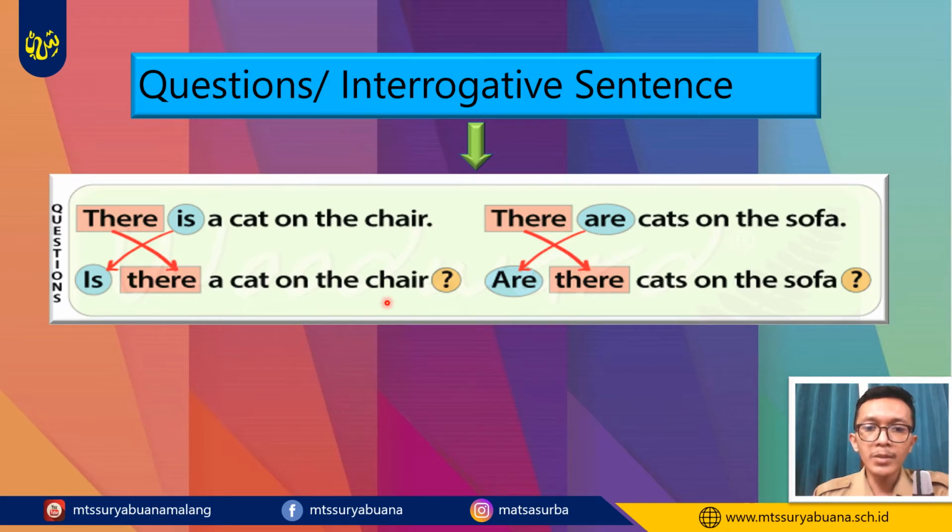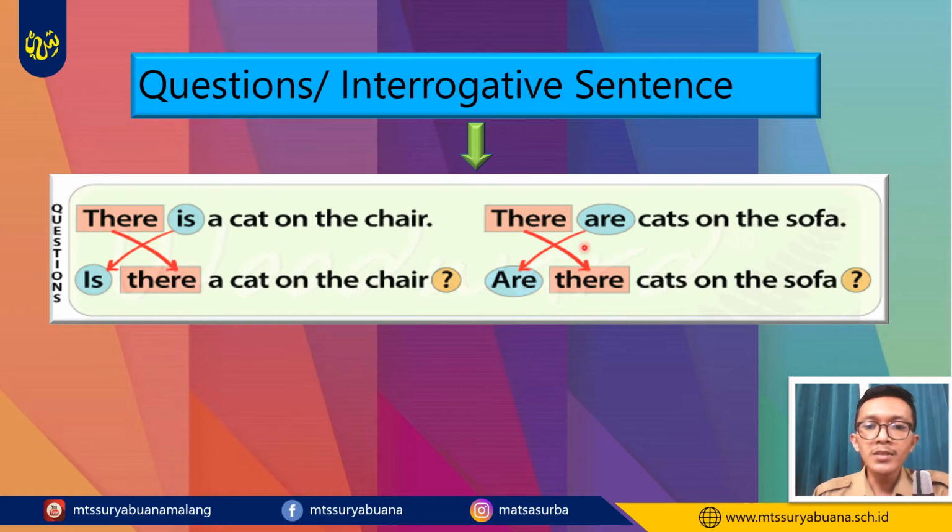And then another example here. There are cats on the sofa. This is a positive sentence. If you want to change this into a question or interrogative sentence, you can switch the words there and are, become are there. Are there cats on the sofa?